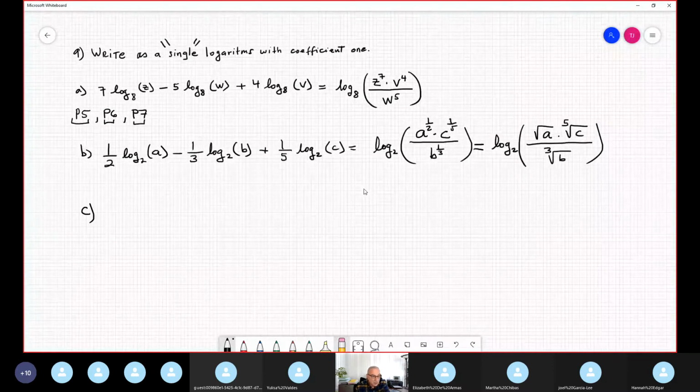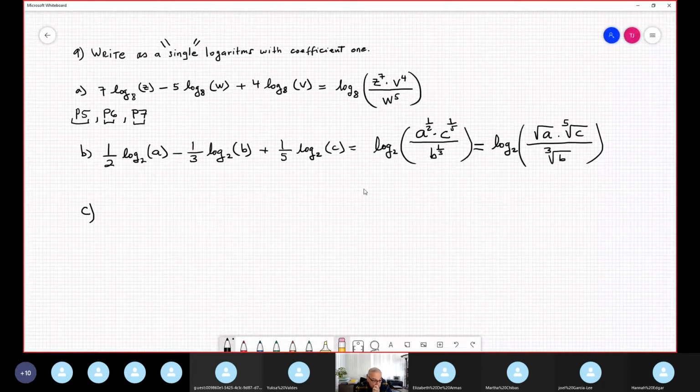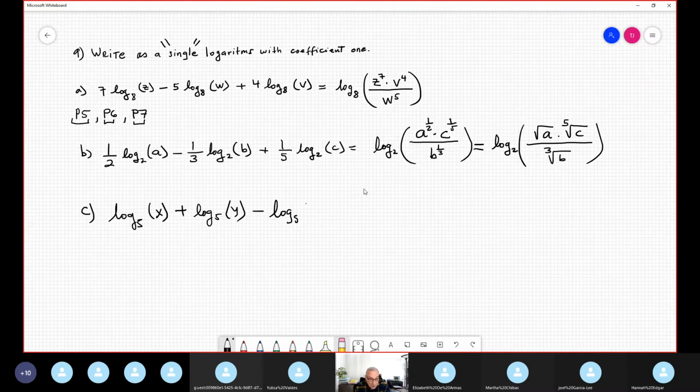Tell me, everything okay or no? Do you understand this idea or no? Okay, let's see, a little bit more long. Logarithm base 5 of x plus logarithm base 5 of y, connecting by plus, minus now logarithm base 5 of z plus logarithm base 5. The base should be the same.